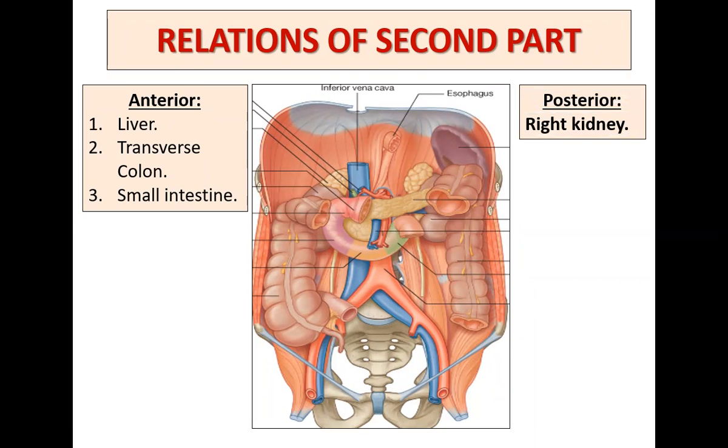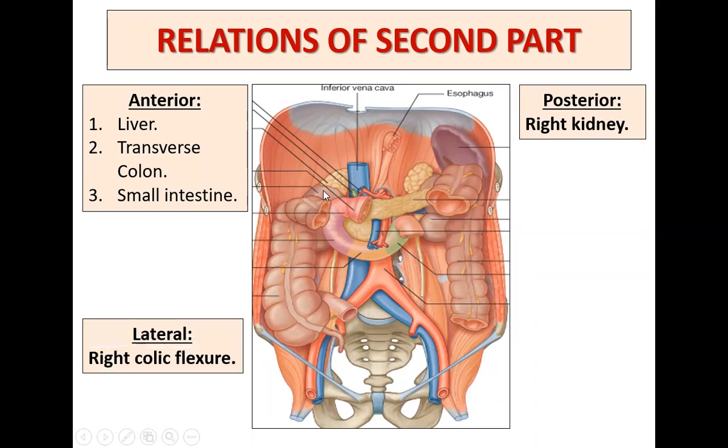Coming to the posterior relation, posteriorly, as you can see here, it is behind is the right kidney. Okay. Laterally, we have the right colic flexure. This end is also called the hepatic flexure. Flexure means bending. Okay, between the ascending colon and the transverse colon, there is a bend. This is called the hepatic flexure, or it is also called the right colic flexure.